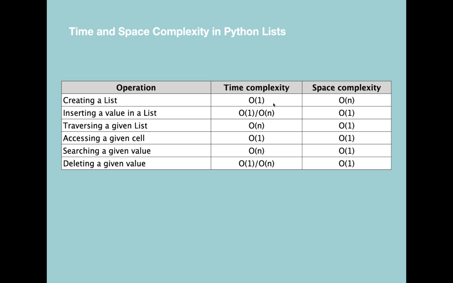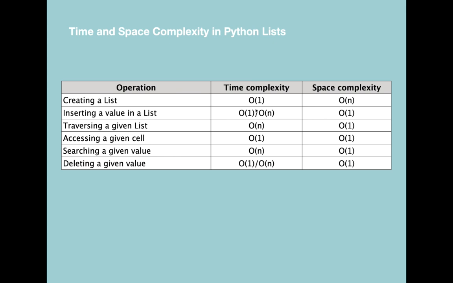Creating a list takes O(1) time complexity because we are just creating a value and assigning everything all together. But the space complexity for this is O(n) because it depends on the number of elements that we are creating for a list. Then the next operation is inserting a value in a list. Inserting a value in a list can be O(1) time complexity or O(n) time complexity. Because if we insert an element at the end of the list, then it takes O(1) time complexity.